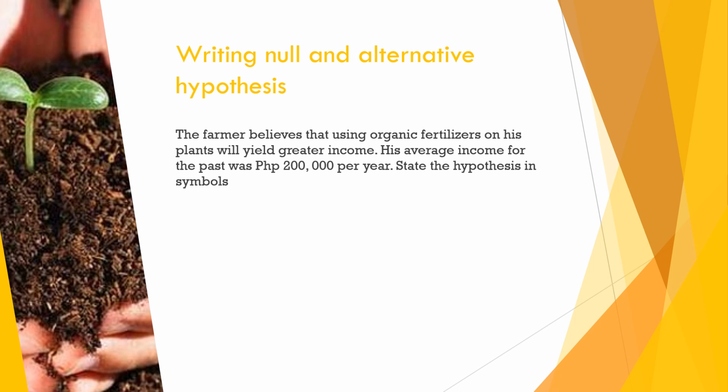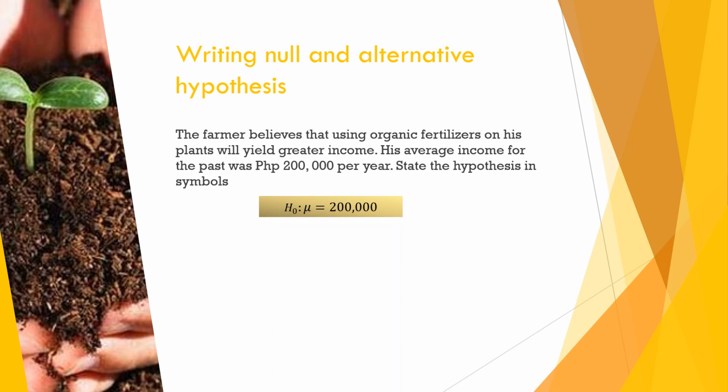Another example in writing null and alternative hypothesis. So, meron ulit tayo ditong given problem. The farmer believes that using organic fertilizers on his plants will yield greater income. His average income for the past was 200,000 pesos per year. So, we have to state the hypothesis in symbol. So, gagamitin lang po natin in this case is symbol.